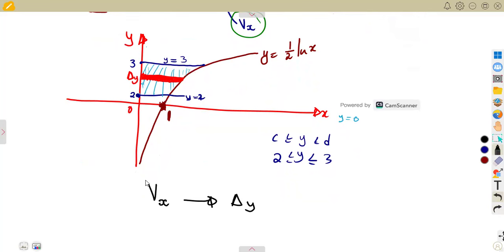Can we use the disk method? No. Automatically, no. It means we are left with the shell method. Because for the disk method, the volume for x must correspond to the strip for x. But look what is happening. They want us to calculate the volume for x, but on our diagram, the strip there is for y. These two don't correspond. So in that case, you use the shell method.